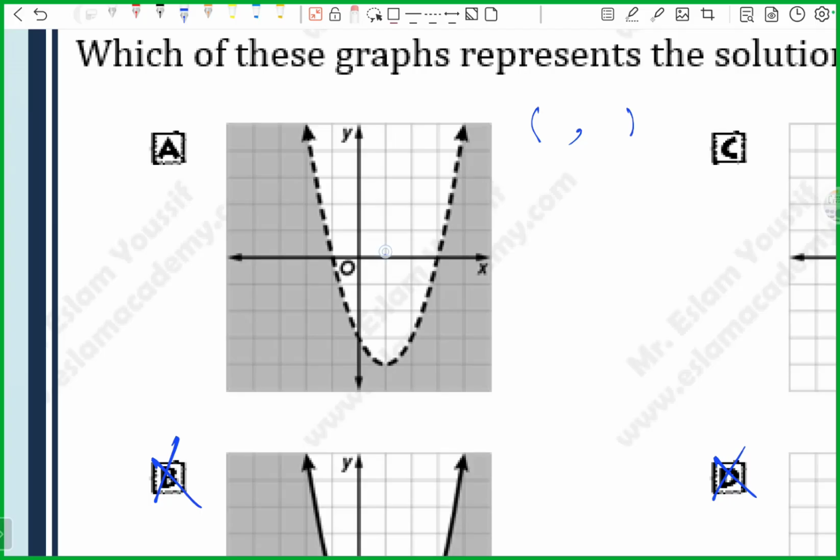1 and 2 is not in the shaded part. No. -2 and -1, and -1 and 2 are not in the shaded part either. Try to be away from it, with -2 and 1. -2 and 1. It means x is equal to -2 and y is equal to 1.